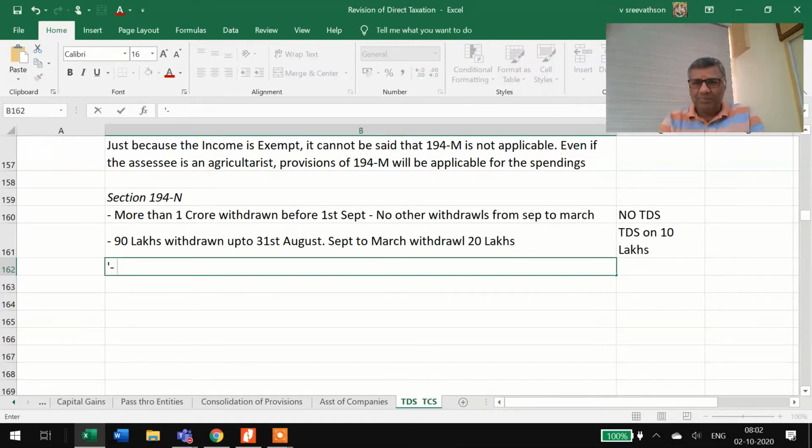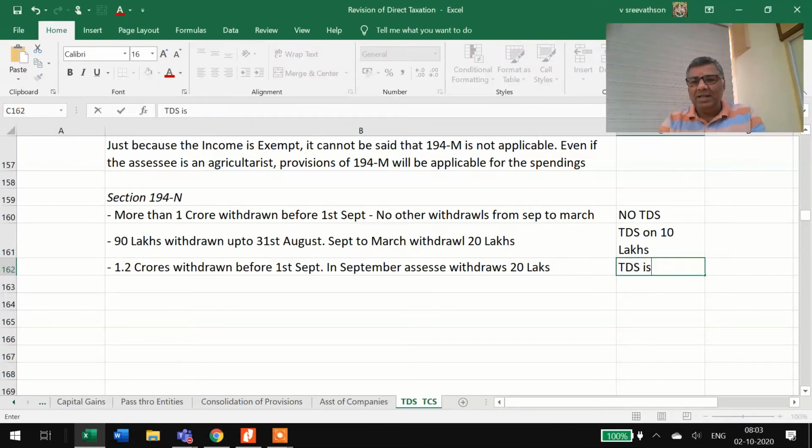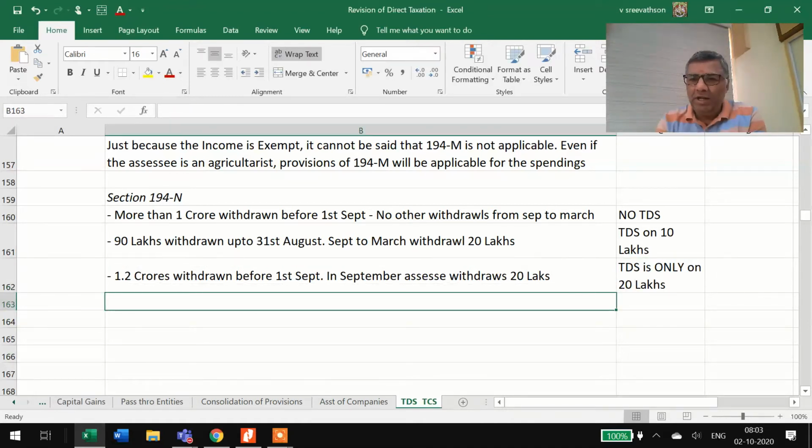Third case: 1.2 crores withdrawn before 1st September. In September, the assessee withdraws 20 lakhs. Remember, TDS is only on 20 lakhs. You need not deduct for the 40 lakhs. TDS is only on 20 lakhs.